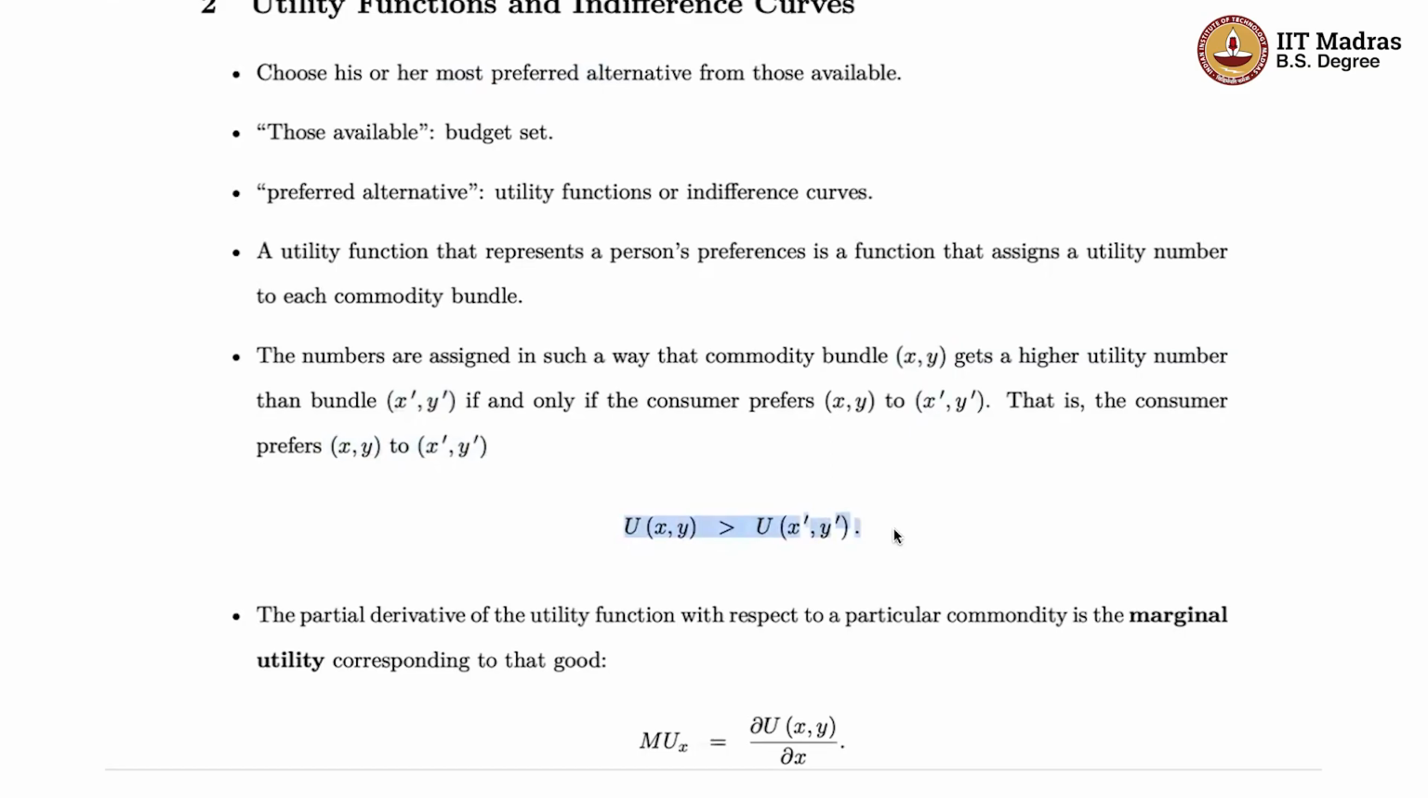Again, what do we mean by bundles? In our world where you have only chocolate and juice, you can think that the consumer prefers having 5 units of juice and 3 chocolates over having 3 units of juice and 5 chocolates. That is something that is possible, and that would be a way of ranking the bundles.